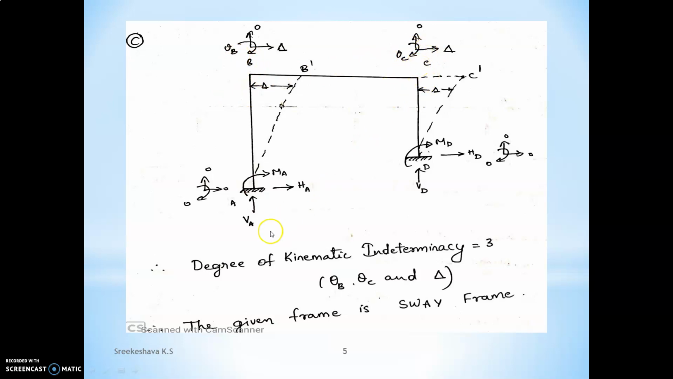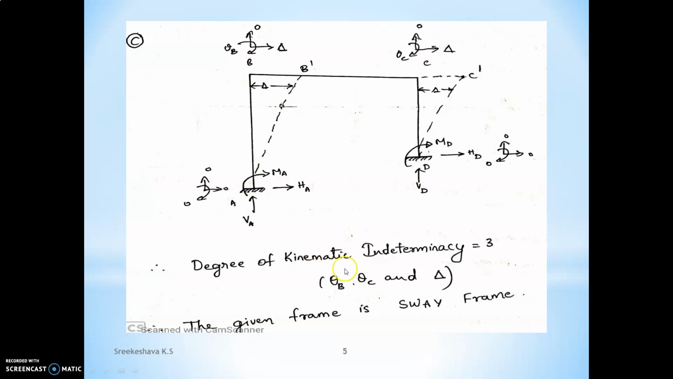Clear? Now, what is the sum of degrees of freedom? At joint A, 0. At joint B, theta B and delta. At joint C, theta C and delta. Don't take it as delta B and delta C, it is an equal amount. That's why you take this as delta.